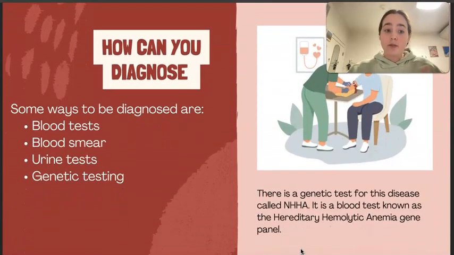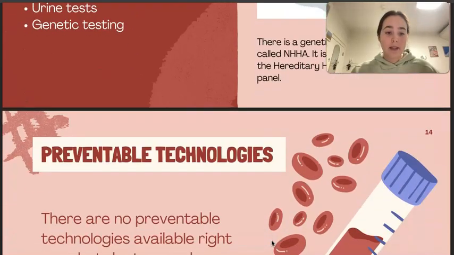How can you be diagnosed? Some ways to be diagnosed are blood tests, blood smear, urine tests, and genetic testing. There's a genetic test for the disease called NHHA. It's a blood test known as the Hereditary Hemolytic Anemia Gene Panel. If your family has it, you really need to get tested just in case, and make sure that everything's healthy and you don't have it, or you don't express it.